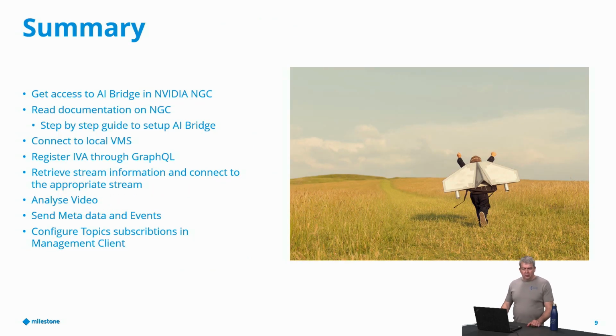So a summary. The first step is to get access to AI Bridge in NVIDIA, and then read the documentation and follow the step-by-step guide. Then you connect to a local VMS, you register the EVA through GraphQL, retrieve the stream, analyze the video, and then you send metadata and events. And finally, you configure the topics in the management client, and then the analytics will be set up and working correctly.